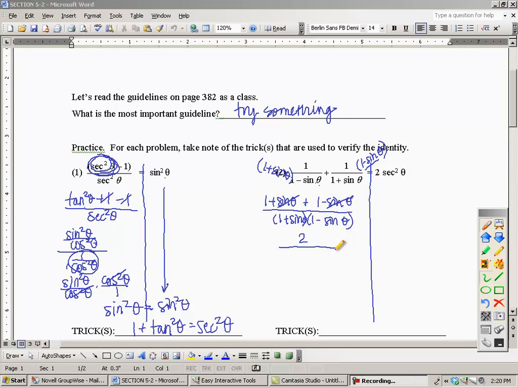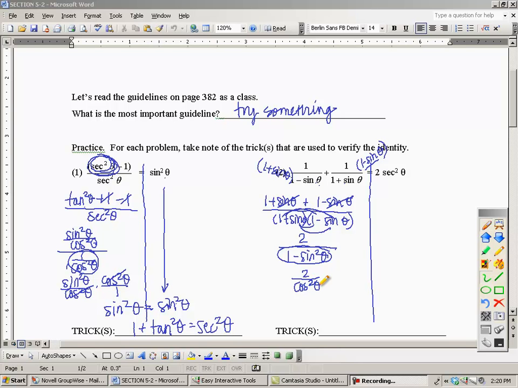In the denominator, I'm actually going to FOIL this. So 1 times 1 is 1. If you notice, you get a negative sign and a positive sign, which would cancel. Sine times negative sine is a negative sine squared. And this identity is another one of our Pythagorean identities. And 1 minus sine squared is the same thing as a cosine squared.